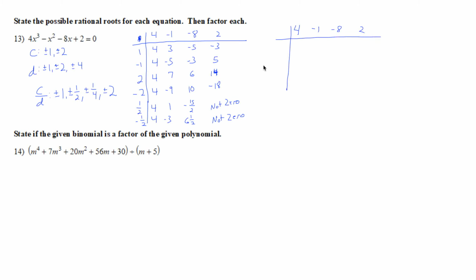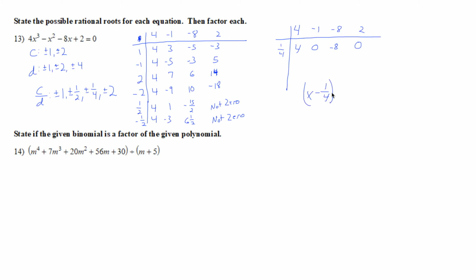Well, we only have the quarters left, so let's try 1/4. Bring down the 4. A quarter of 4 is 1. 1 plus -1 is 0. A quarter of 0 is 0, plus -8 is -8. A quarter of -8 is -2, plus 2 is 0. We found it. So we know that x minus 1/4 is a factor.